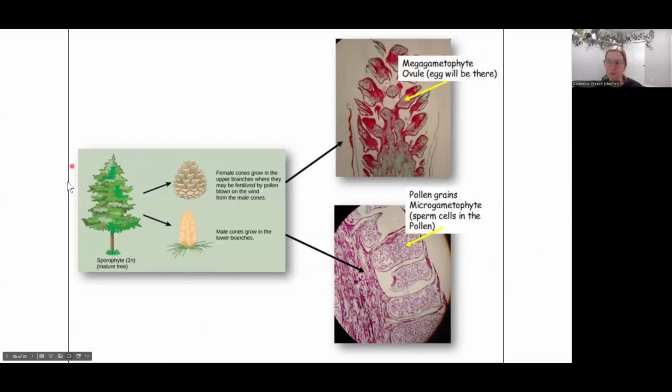Here is a sample of our spermatophytes. This is a conifer. So let's just pretend that this is a Douglas fir. Here is its mature body. It is the sporophyte. It is diploid. It'll produce male cones and female cones. This is the male cone on the bottom. This is the female cone.